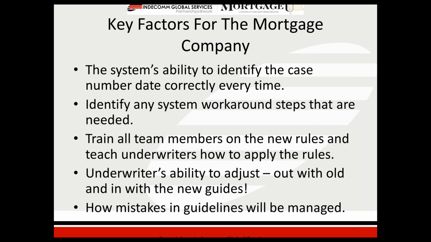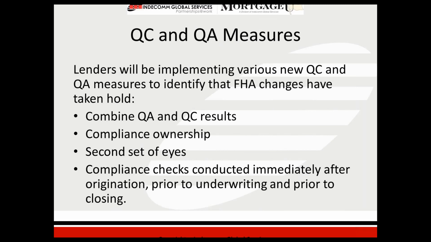How mistakes in guidelines will be managed, well, that will be something that the individuals in management will come up with a process to keep that straight and how they will manage it. You'll find that quality control and quality assurance measures are going to be used to identify that the FHA changes have taken hold. You might see a combination of QA and QC results. There will be compliance ownership involved. They act as a second set of eyes, which is always a good thing to make sure everything is being followed properly.